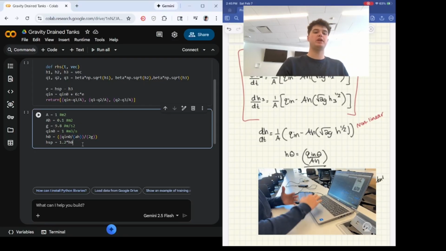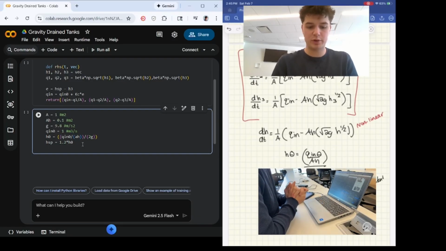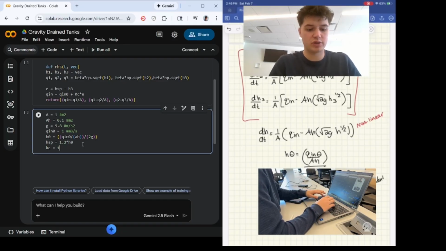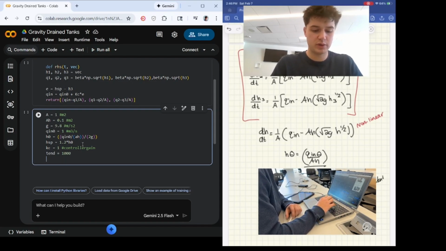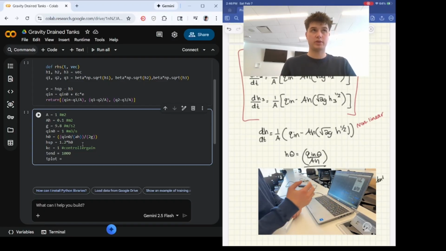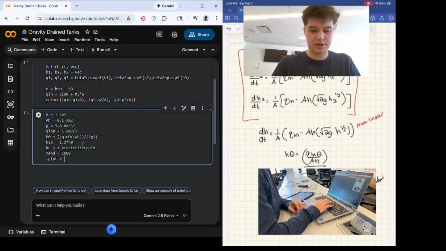Okay, so we are going to add three more variables right now. The first one we are going to add will be the KC value, which, like we said before, is just controller gain. We're going to set it equal to 1 and then just make a note so we know that this is the controller gain. Next, we are going to make the tendencies, which is just essentially how many points we want to collect from this. We'll do 1,000 for easy math. And then we will do t-plot, which is going to make these values actually plot and be able to understand them on a graph.